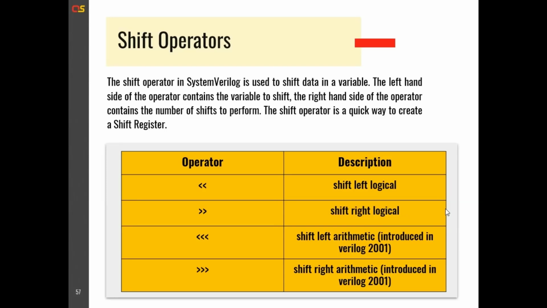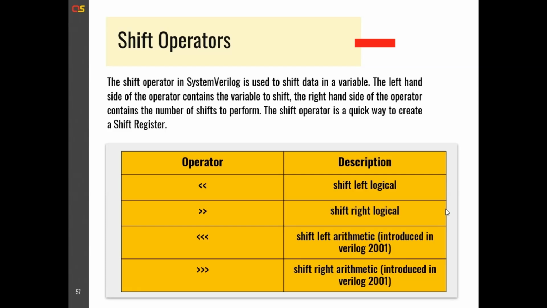Let's discuss shift operators now. Shift operators in SystemVerilog are used to shift the bits of a variable or expression to the left or right. Shifting can be logical or arithmetic, and it changes the bit patterns in the operand, often used for bit manipulation and arithmetic operations.